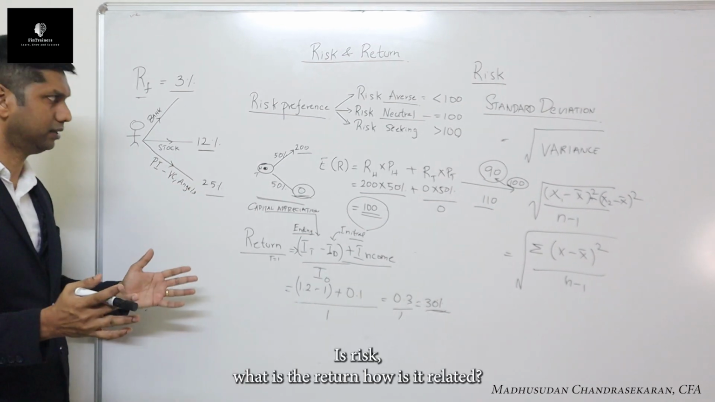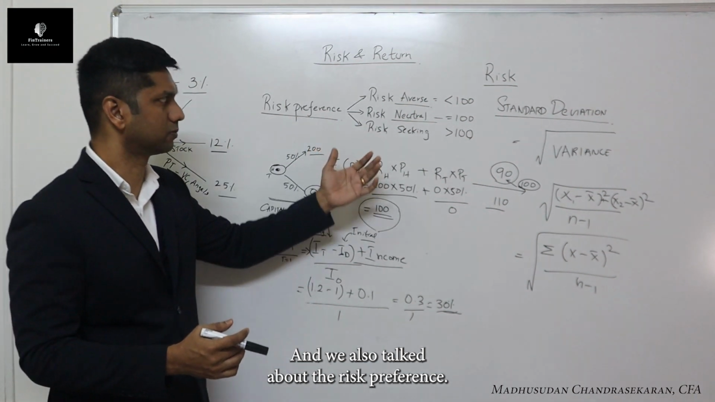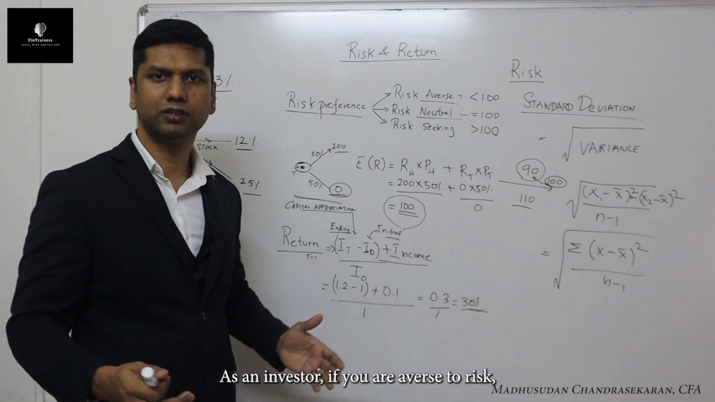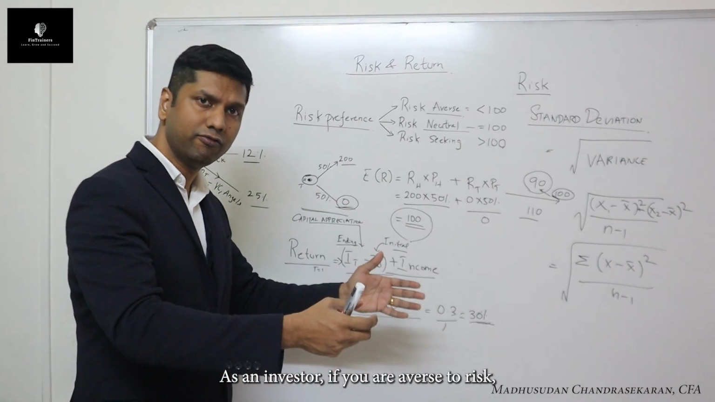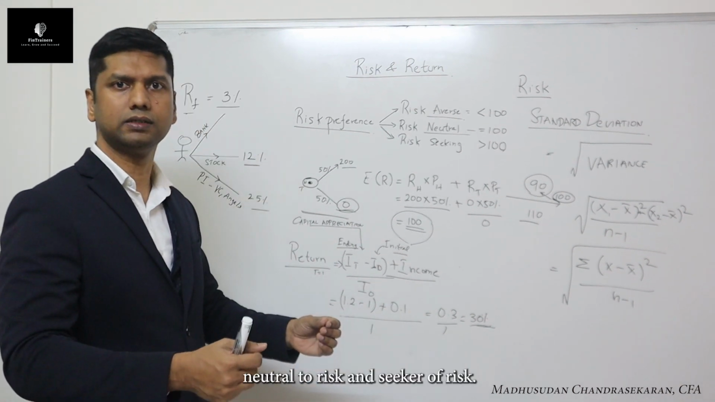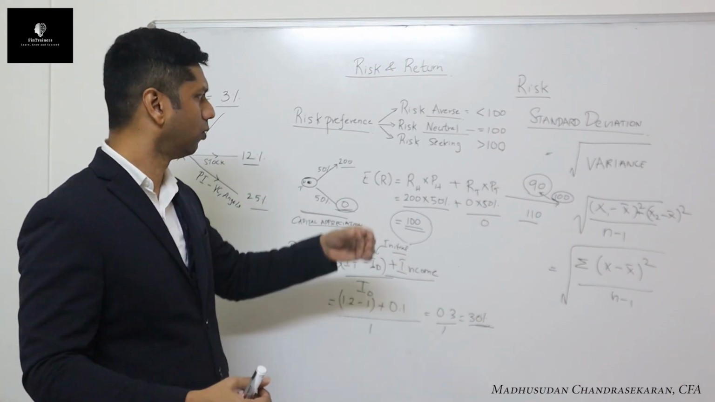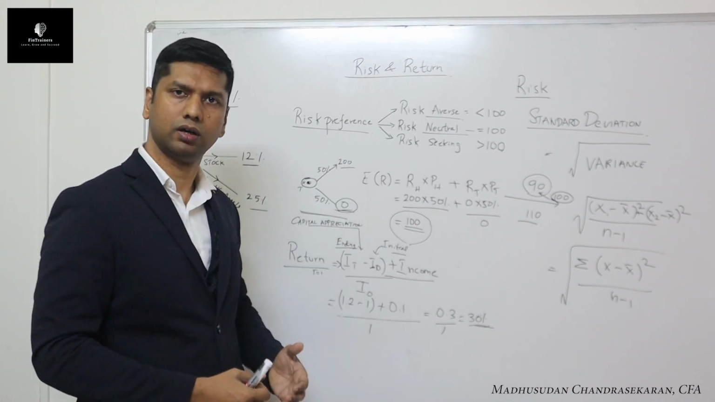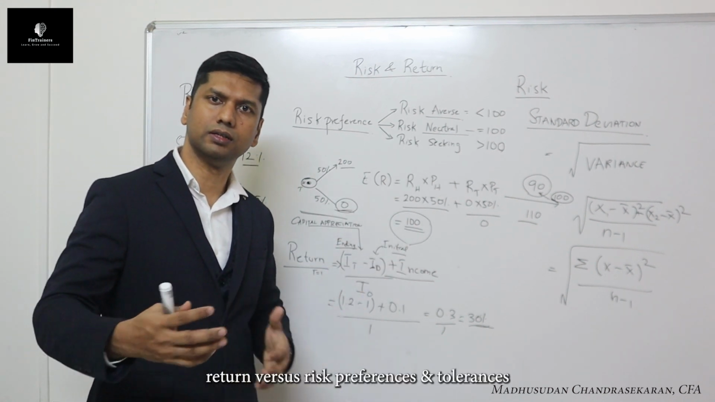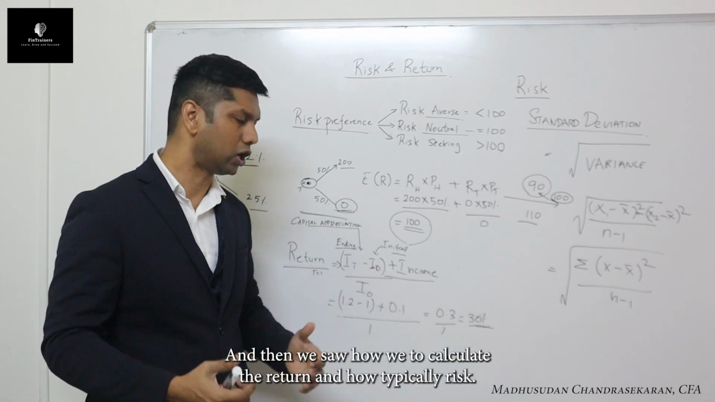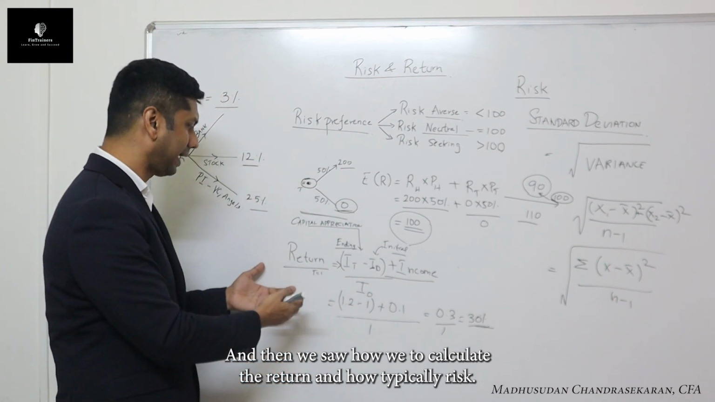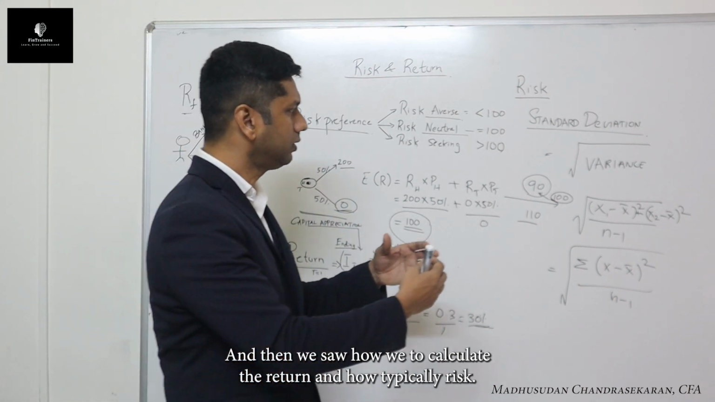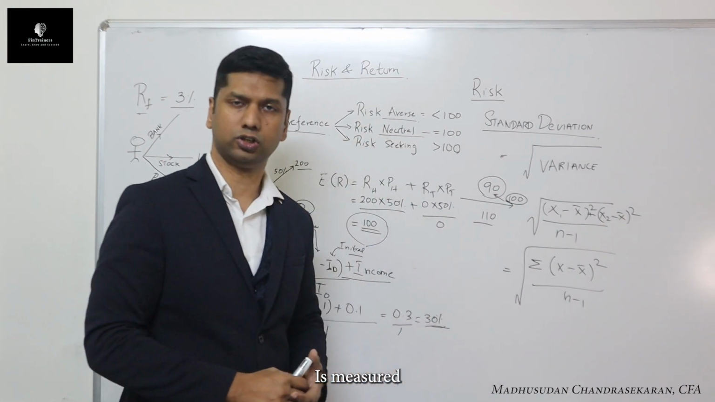Okay, so now we have covered in this class what is risk, what is return, how is it related, and we also talked about risk preference. As an investor, if you are averse to risk, neutral to risk, and seeker of risk, how does that vary your return versus risk preferences and tolerances? Then we saw how to calculate the return and how typically risk is measured.